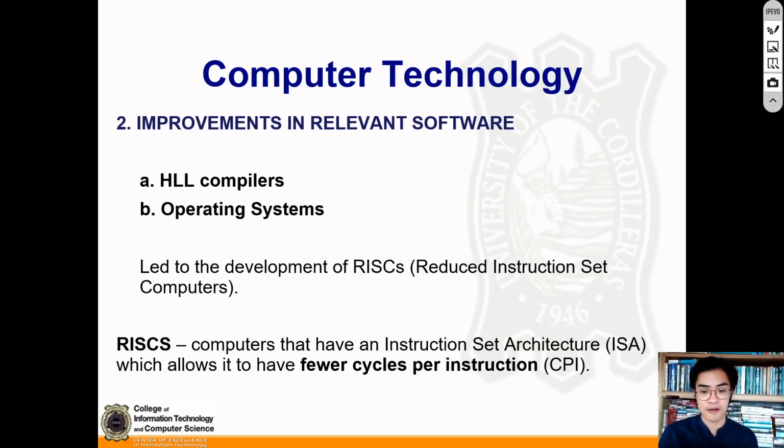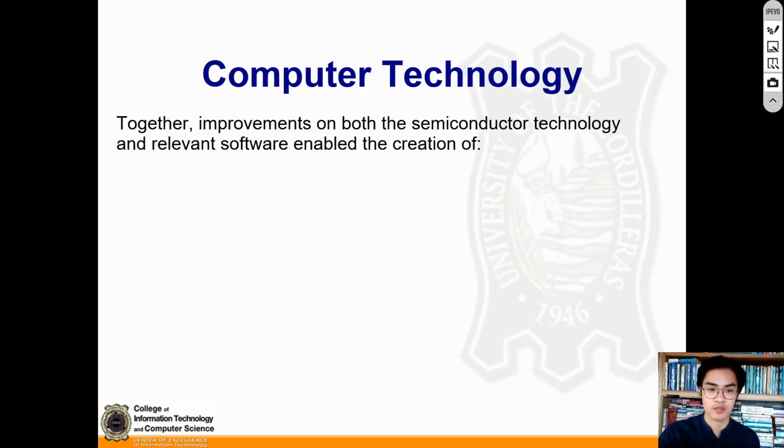These are computers that have an ISA or instruction set architecture that allows it to have fewer cycles per instruction, or CPI. We're going to discuss that in a different lecture as well. Like I said, together improvements on both the semiconductor technology and relevant software, which is composed of compilers and operating systems, enable the creation of all of the technology we have today. Lightweight computers, your phones, your laptops, your tablets, your smart equipment, your smart refrigerator, all of those.